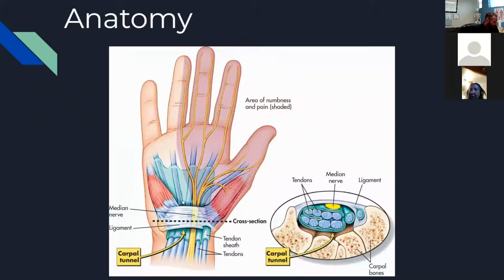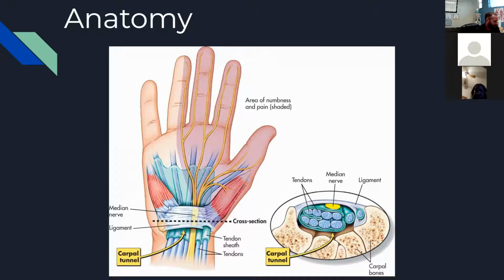So carpal tunnel is a condition of the median nerve. I know we've done a few topics now on the median nerve, but it runs through the middle aspect of your wrist. Comes right through here. We have this big ligament that goes across. It's the carpal ligament, transverse carpal ligament. It holds a lot of the bones and whatnot together down here in the hand.